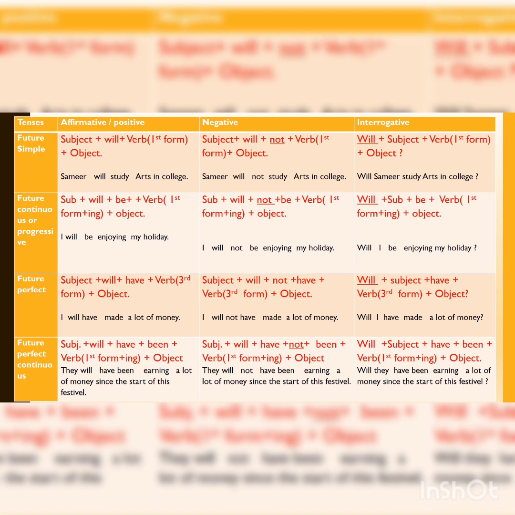And the last one is the future perfect continuous. The structure for the future perfect continuous is that for affirmative it is subject plus will plus have plus been plus first form of verb plus ing plus object. For example, they will have been earning a lot of money since the start of this festival.